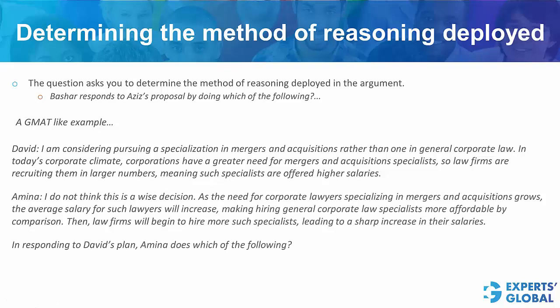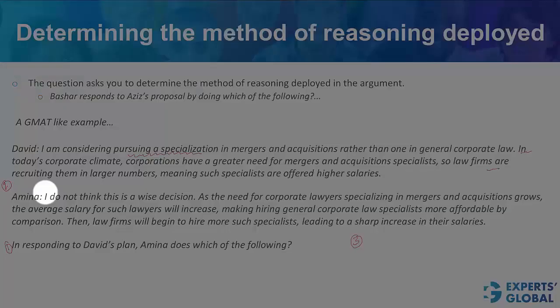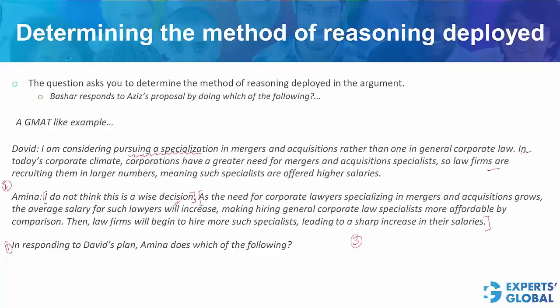Step 1 would be to read the question stem. Step 2 would be to read the dialogue here, and step 3 would be to have some kind of an expectation from the correct answer choice. Now the first person talks about why he is considering pursuing a different specialization, and then he talks about the reasons. The second person starts by disagreeing with the first person. This is the conclusion of the second person, and then the second person talks about the reasons for her claim. So how is the second person responding? The second person is responding by disagreeing with the first person and then giving reasons for her claim.